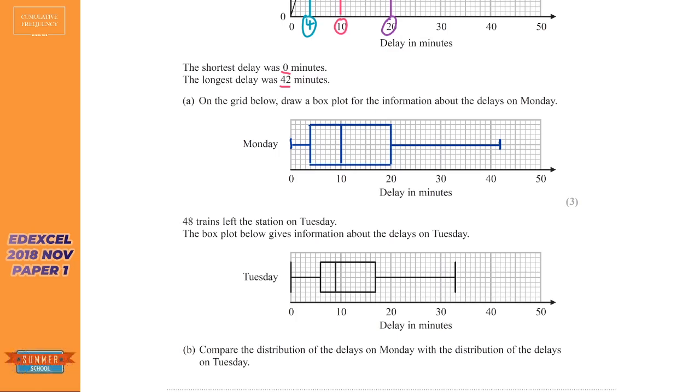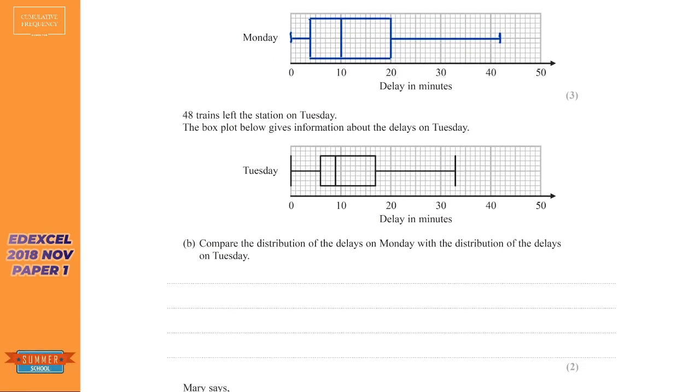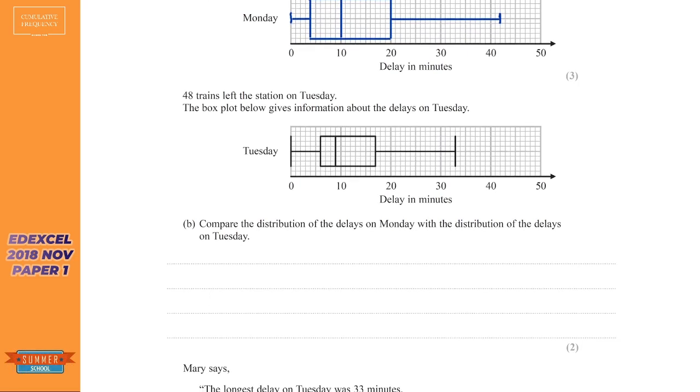The one we drew was about Monday's trains, and it asks us to compare the distribution of the delays on Monday with the distribution of the delays on Tuesday. Now, with these questions, there's always going to be either 2 or 4 marks, and the 2 or 4 marks are always for comparing the same two things. Whenever you've got a box plot, or two box plots, or a box plot and a cumulative frequency graph, the two things you compare will be the medians and a range, a measure of spread.